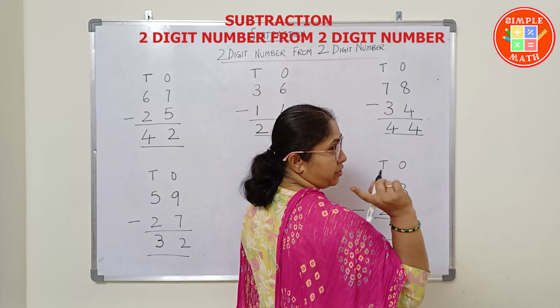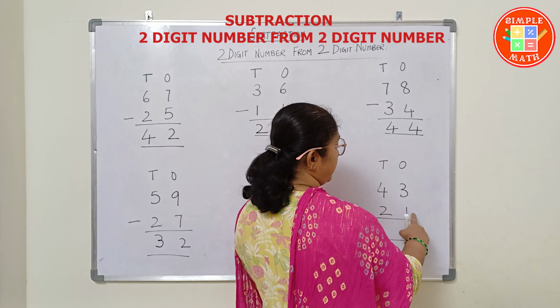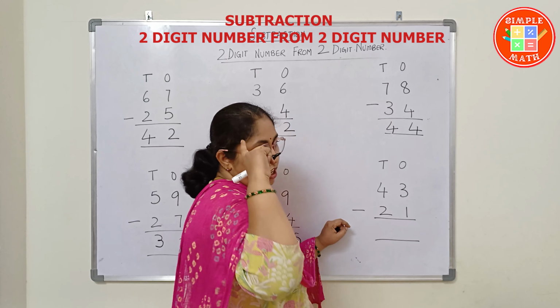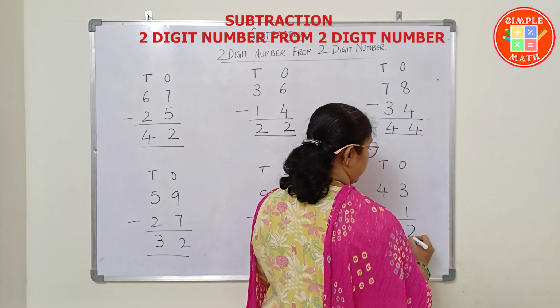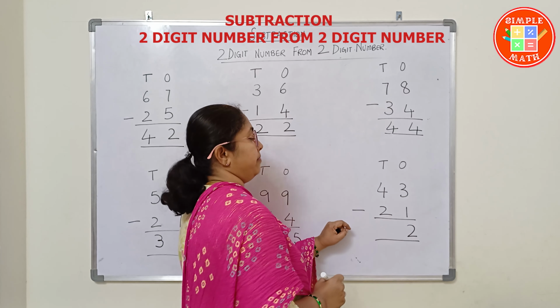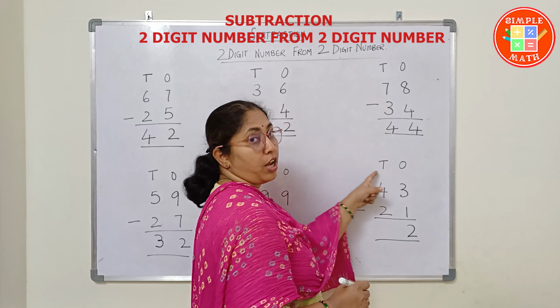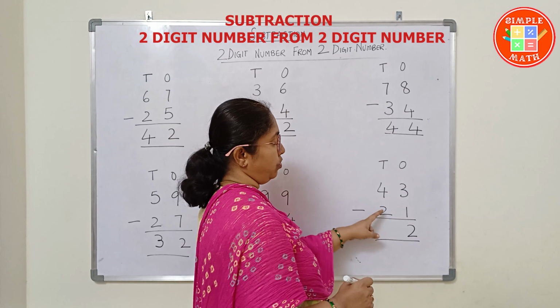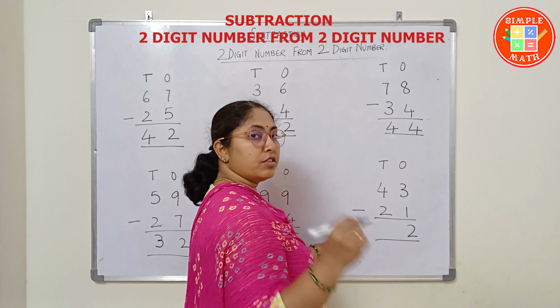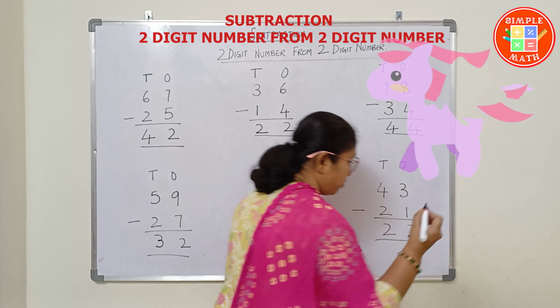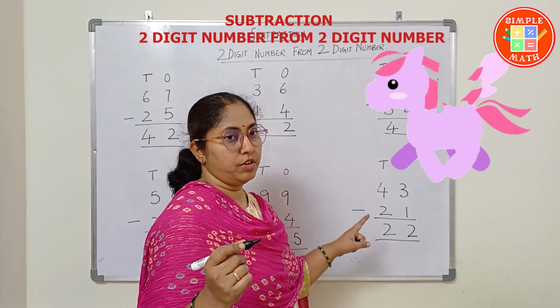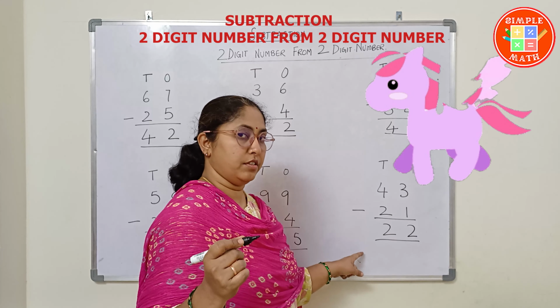Next, start subtracting from the ones column. 3 minus 1. Keep 1 in your mind. Count after 1: 2, 3. How many fingers did you get? 2. Now, come to the tens column. 4 minus 2. Keep 2 in your mind. Count after 2: 3, 4. How many fingers did you get? 2. So 2, 2, 22. The answer in subtraction is called difference.